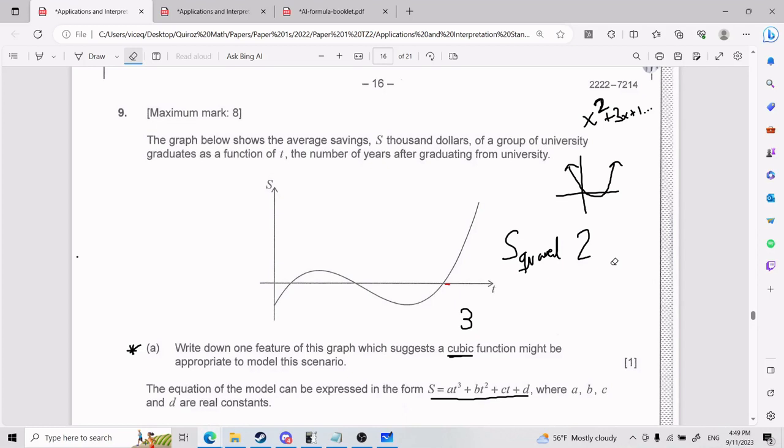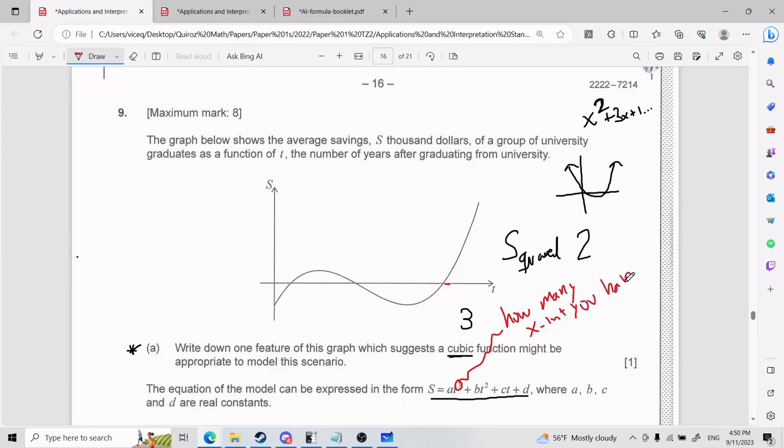And so one feature of the graph which suggests a cubic function might be appropriate to model this scenario, well, you have to ask yourself, what is a characteristic of cubic functions, see? I'm first going to give you a super mega math nerdy reason, and then I'm going to give you more intuitive ones, okay? But a super math nerdy reason is that when you look at any polynomial or any sort of equation with exponents on it, whichever is the biggest exponent, in this case 3, usually tells you how many x-intercepts you have.